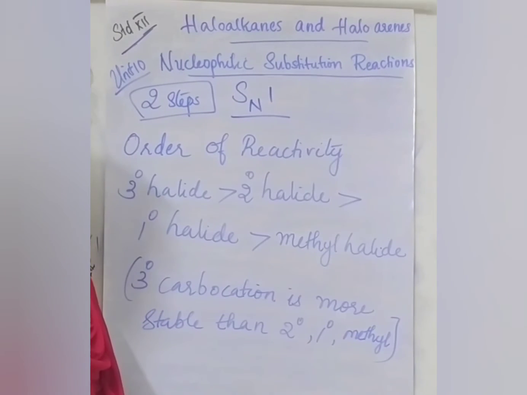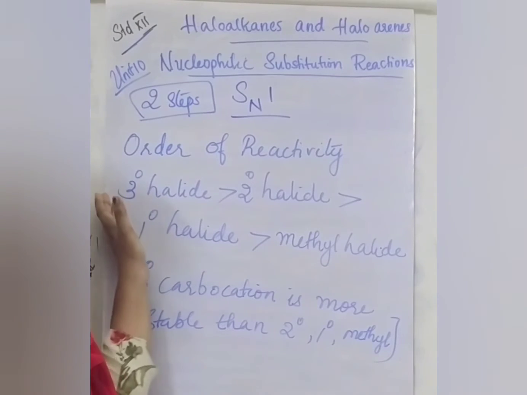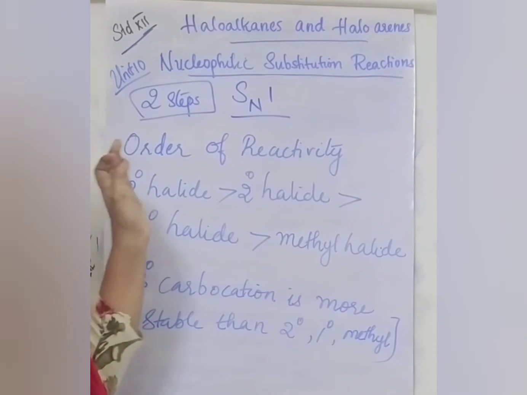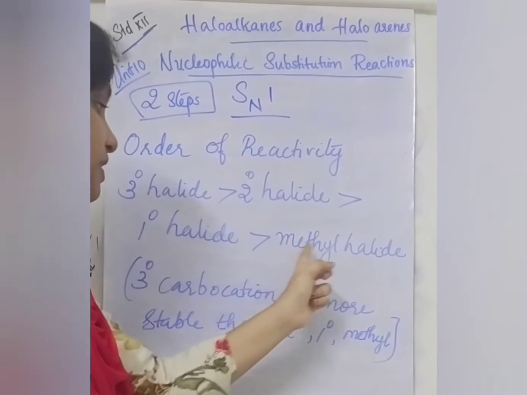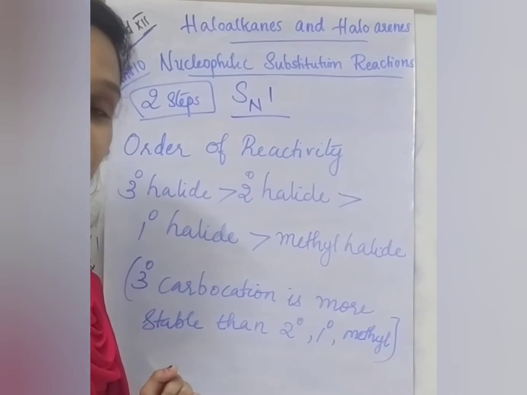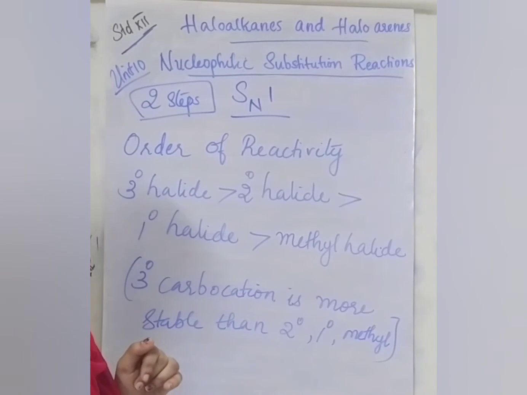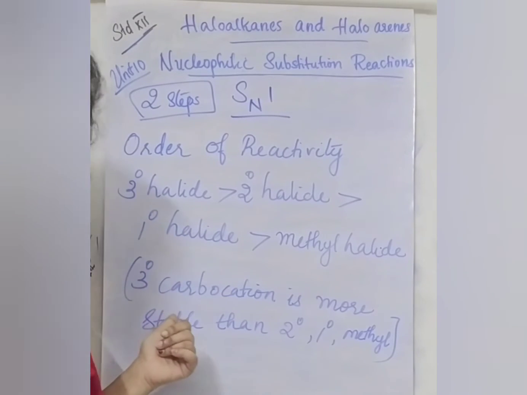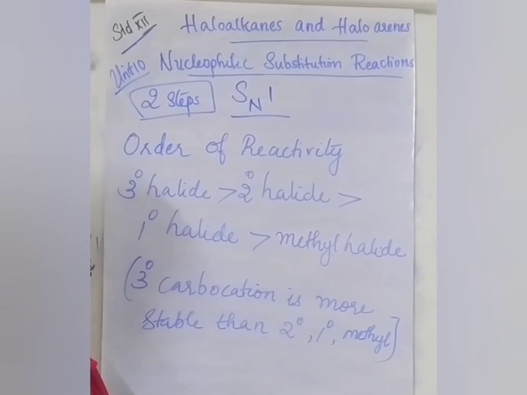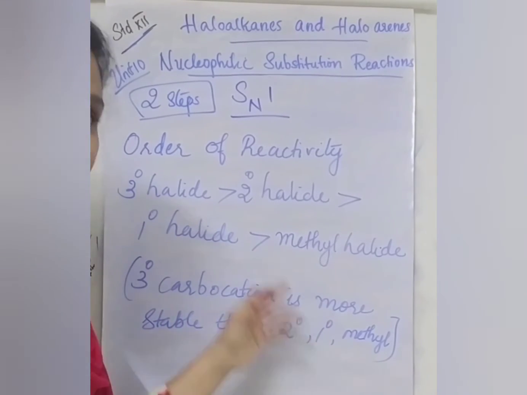Order of reactivity in the SN1 mechanism. Here we have taken tertiary halide. Tertiary halide is more reactive than secondary halide, than primary halide, than methyl halide. Why is tertiary halide more reactive towards the SN1 mechanism? This is because of the carbocation. That is, tertiary carbocation is more stable than secondary or primary or methyl.